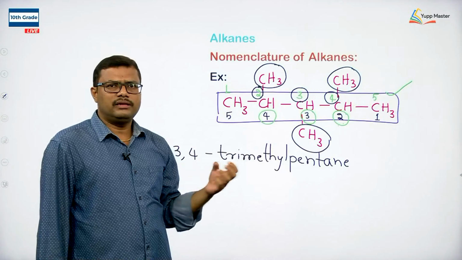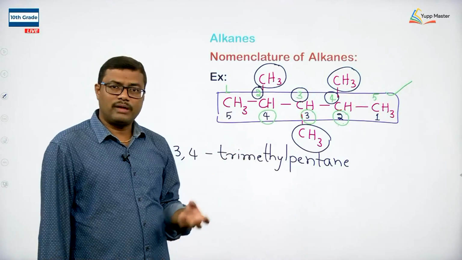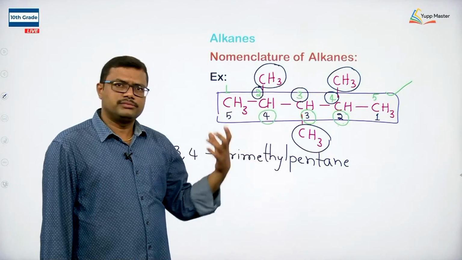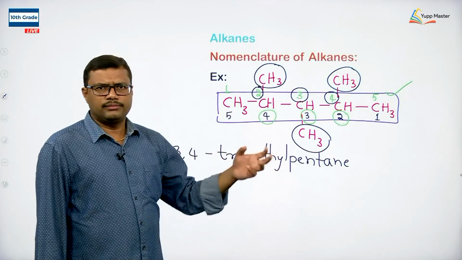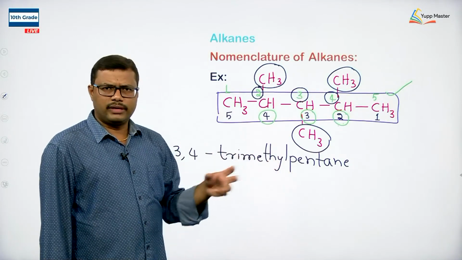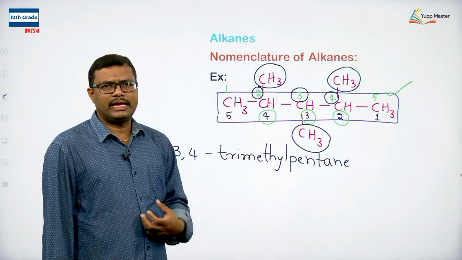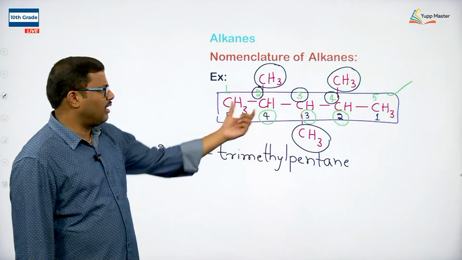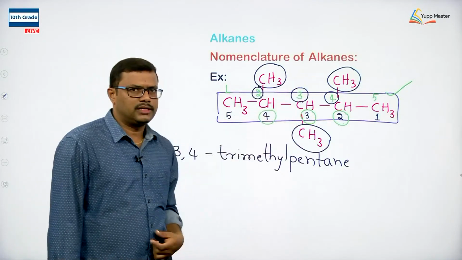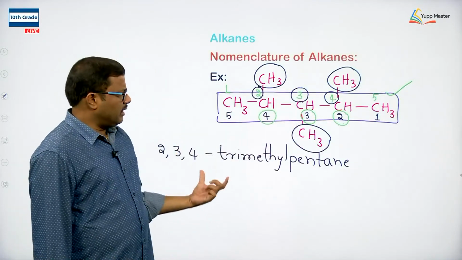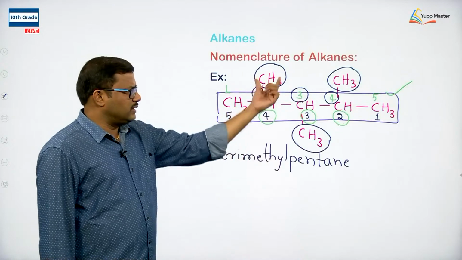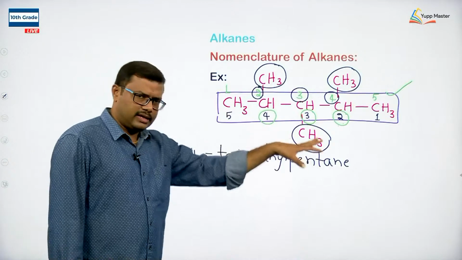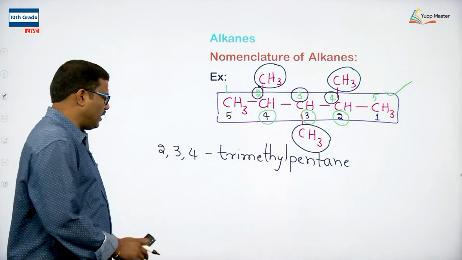Alkyl name is given by removing one hydrogen from alkane. Methane becomes methyl, ethane becomes ethyl, propane becomes propyl, butane becomes butyl, pentane becomes pentyl, etc. So you can write accordingly the name of the alkyl substituent that is present, and while writing the name of the substituent, we have to indicate its position on the parent chain. So in that case, we are writing the numberings.